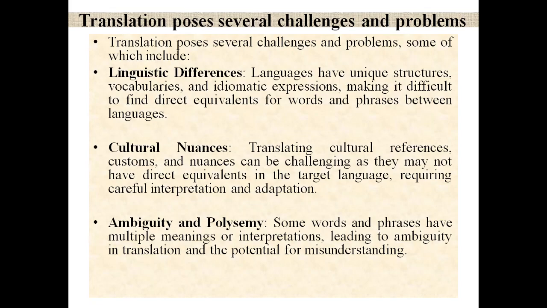So as we discussed earlier also, the different languages have their own structures. Vocabularies are different, their idioms are different. So it becomes difficult to find direct equivalents for words and phrases between languages. So that is a problem which is there in translation. कि हर लैंग्वेज की अपनी वोकेबलरी है, अपने इडियम्स हैं, अपने फ्रेजेस हैं, उसका अपना एक स्ट्रक्चर होता है.